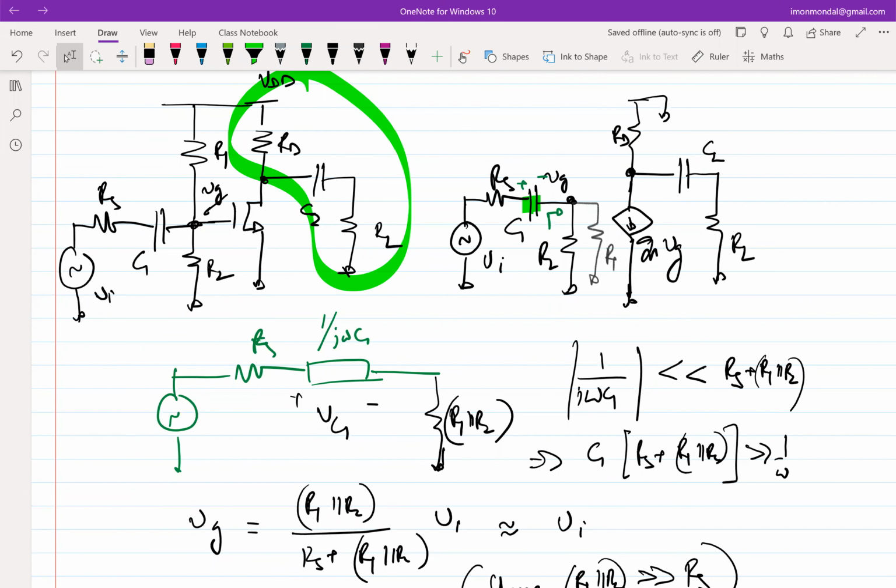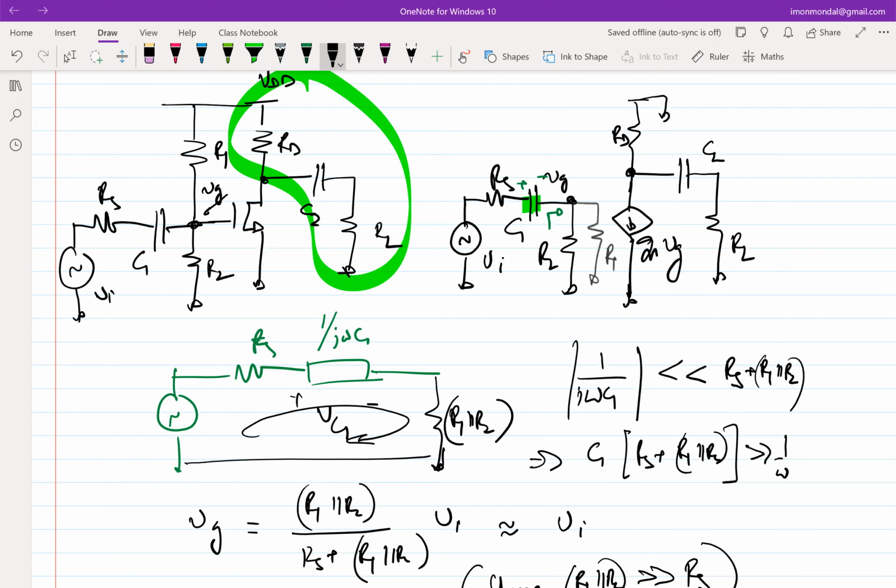Now, what is large enough? What is the metric of large enough? The metric is that the incremental voltage drop across it should be much smaller than the voltage drop anywhere in the loop in which the capacitor is placed. So what is that loop in this case? That loop is this. If you satisfy that the voltage drop across the capacitor has to be much lesser than the sum total of voltage drops across RS and R1 parallel R2, then you get a certain condition on C1.